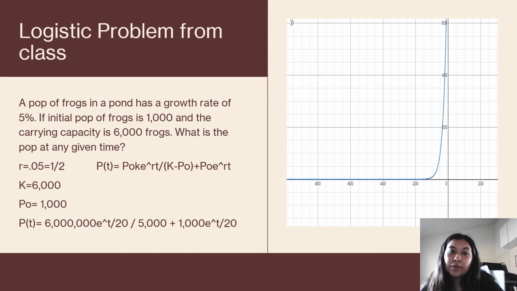For the logistic problem that we did in class, we did a problem about frogs in a pond. The frogs in the pond have a 5% growth rate, the initial population of frogs is 1,000, and the carrying capacity is 6,000. What is the population at a given time? We have our rate, we have our carrying capacity of 6,000, we have our population size of 1,000, and we have our equation for logistic problems. We plugged it in, solved, and got that equation, and then I plugged that equation into the graphing calculator and got the graph. I could see that the logistic curve will be like that.